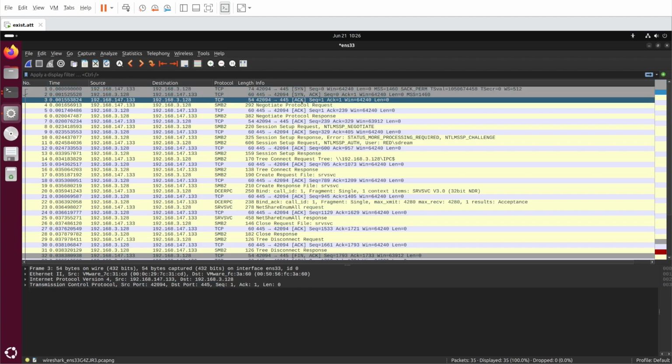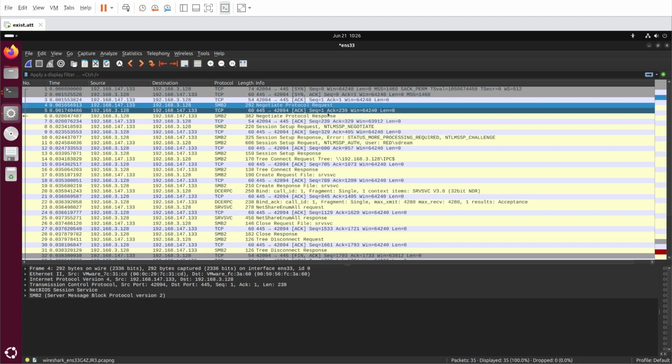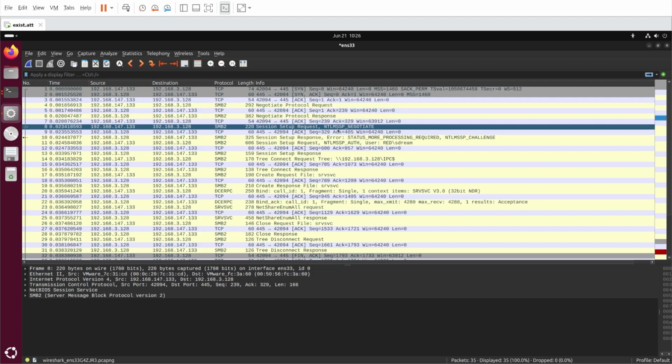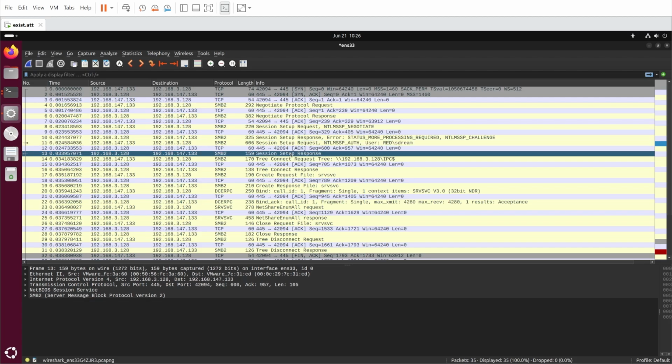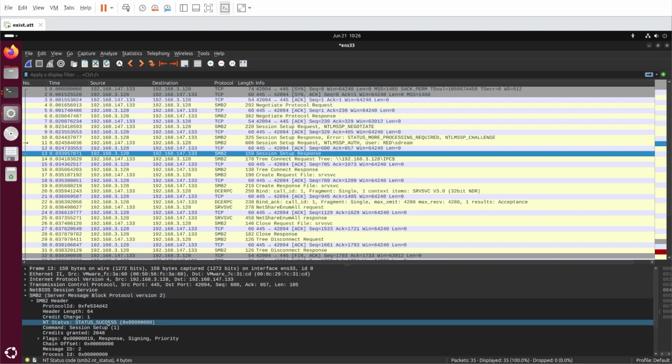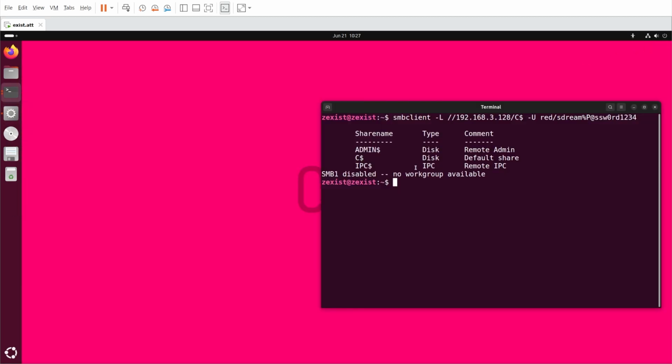The first 3 TCP packets are used to establish the SMB connection. After that, we see the SMB2 negotiation, and the response is success. Just a normal SMB connection, perfect for our baseline.